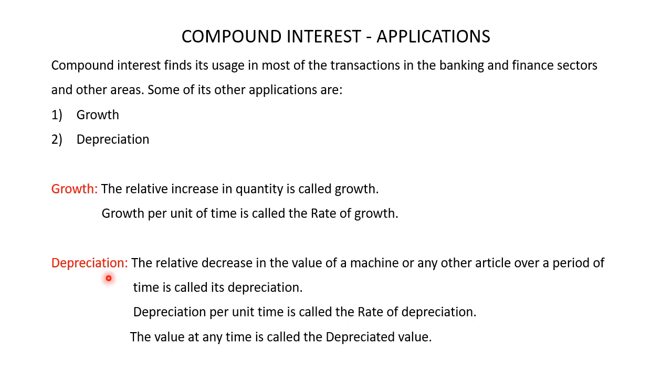Depreciation is nothing but the relative decrease in the value of a machine or any other article over a period of time. Depreciation per unit time is called the rate of depreciation. The value at any time is called the depreciated value.